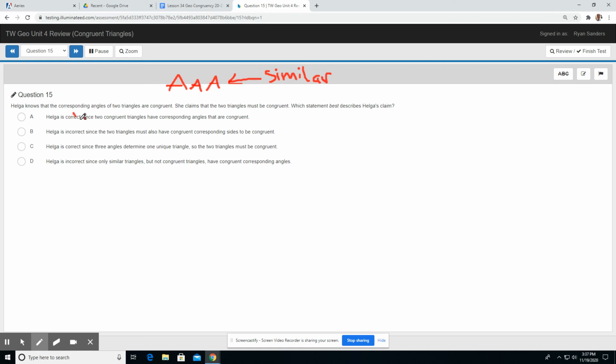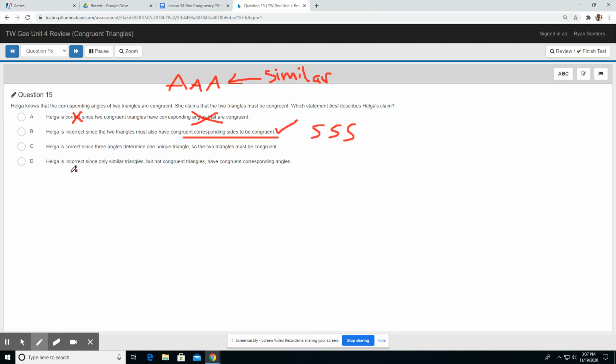Helga is correct since two triangles have corresponding angles. Nope. That's not a true statement. That would just be similar. Helga is incorrect since the two triangles must also have congruent corresponding sides. That would be true. You need those corresponding sides. That'd be side, side, side. Or if the angles play a part in that, that would work.